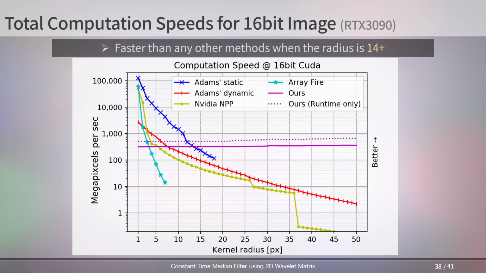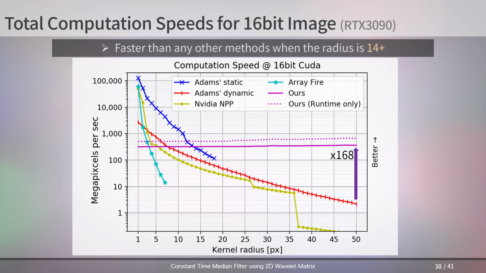The next results are for 16-bit color. Histogram-based methods were unsuitable due to memory requirements, so OpenCV didn't support them. Our method successfully filters at a constant speed even on HDR images and is over 116 times faster when the radius is 50.